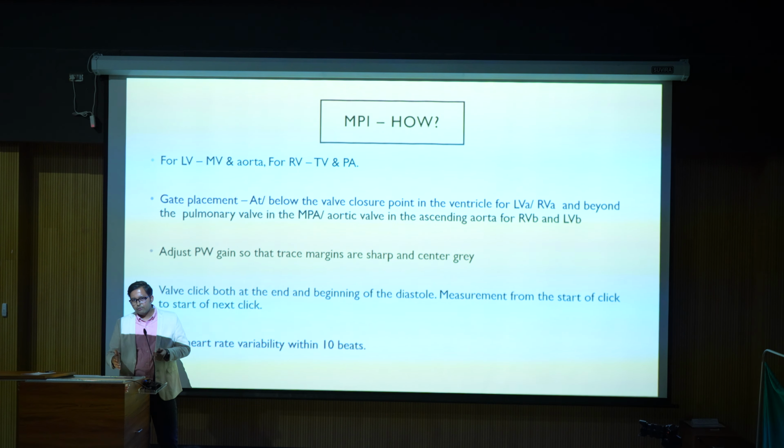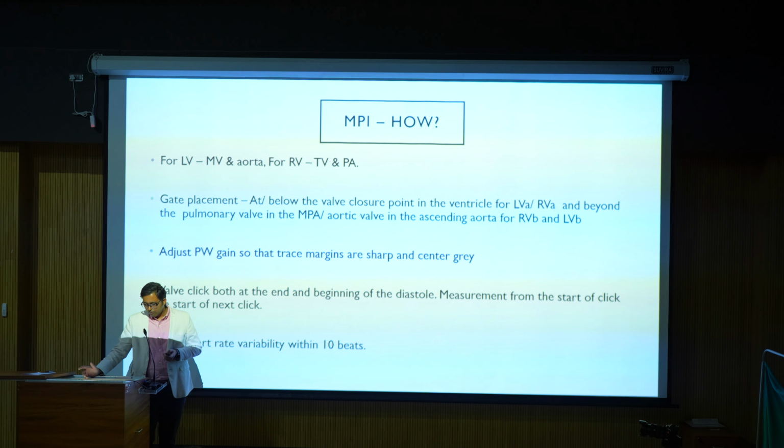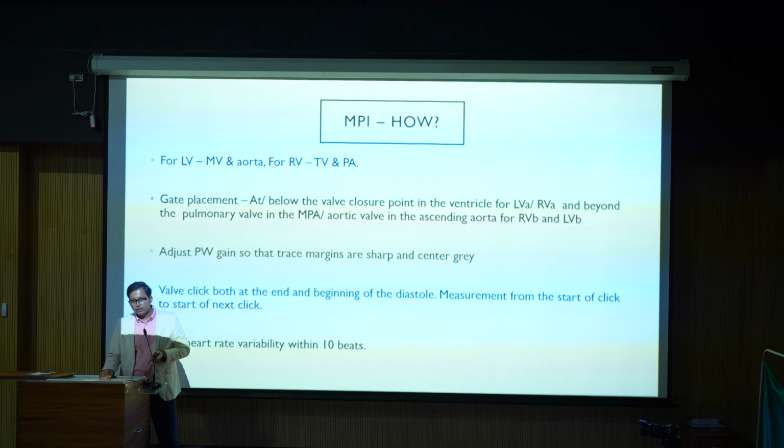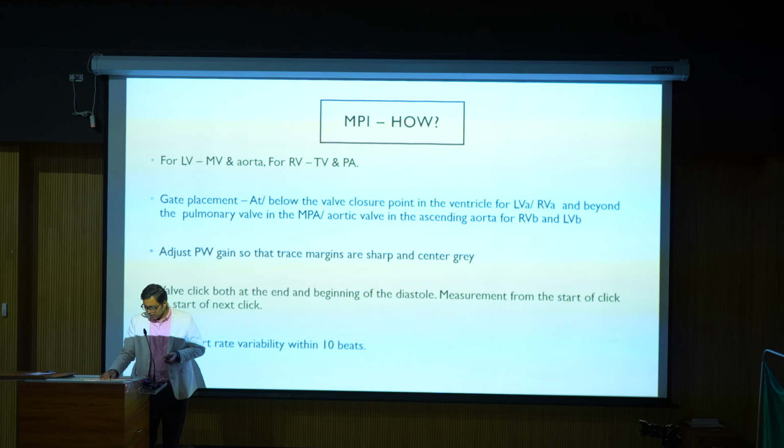Sample gate 2 to 3 is enough, and the sweep speed of 15 centimeters per second. For left ventricular function, the mitral valve and the aorta waveforms will be taken. For the right, the tricuspid and the pulmonary artery will be taken. The gate placement should be at the level of the valve or just below the valve. Valve clicks on both ends, at the end and beginning of the diastole, should be calculated, and the measurement from the start of one click to the start of the next click is the place where you'll keep your sample volumes and calculate the times.